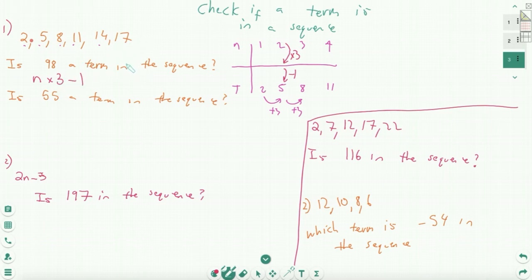Now, to do this problem, we're not going to replace n with 98, because that would make us find the 98th term. We're checking if 98 is in the sequence. What we're going to do is set this equation equal to 98, and we're going to find n.